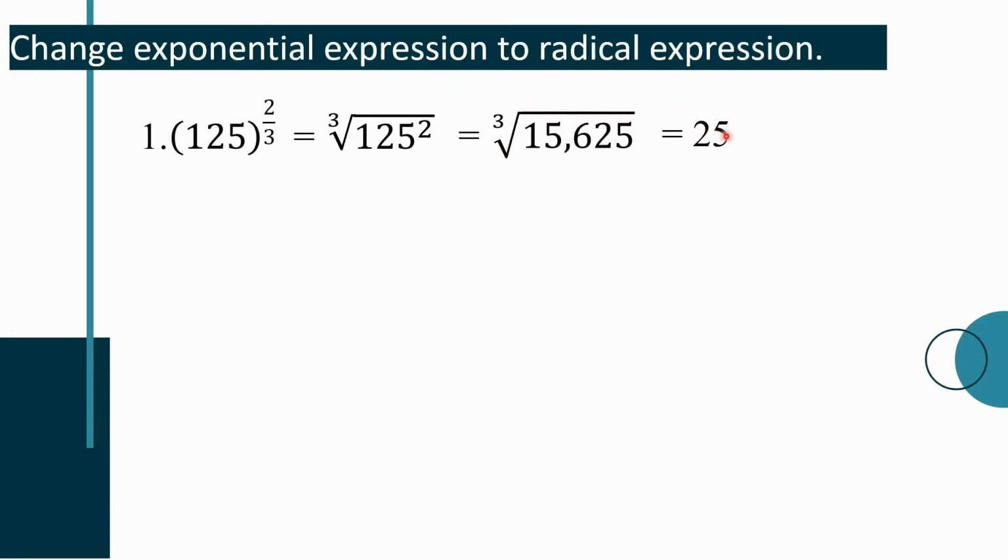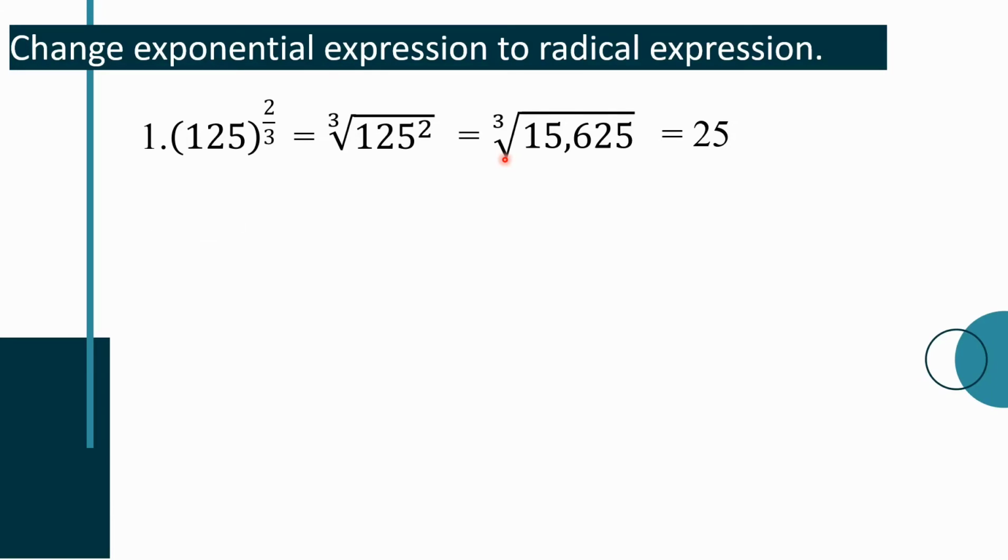Kasi nakuha na natin yung root. 25 times 25 times 25 is equal to 15,625. So therefore, yung isang number na pag multiply natin 3 times, that is 25. So wala na siya sa ating loob ng cube root, kasi na-simplify na natin. Nakuha ba?